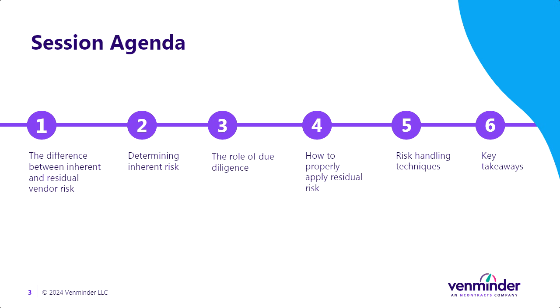Thank you, Jessie. And yeah, let's just jump right into the agenda today. We're going to talk about, as Jessie said, the difference between inherent and residual vendor risk. Then we'll talk through determining inherent risk and the role of due diligence in this process, and then how to properly apply the residual risk. And we'll talk through the standard or best practice risk handling techniques. And then, of course, we always end with some key takeaways. So with that, let's go ahead and get started.